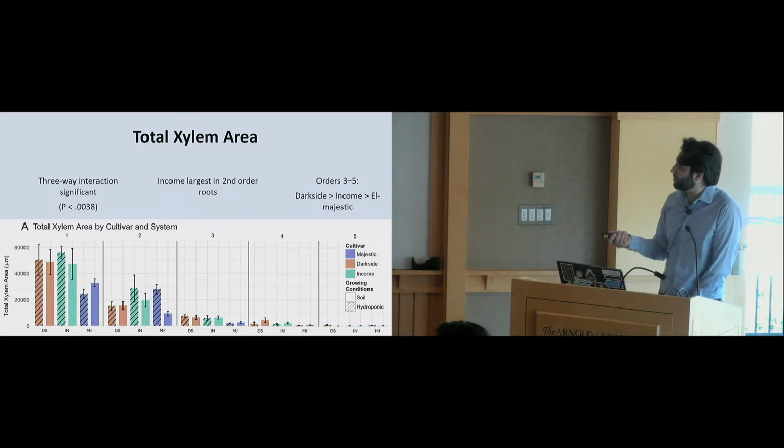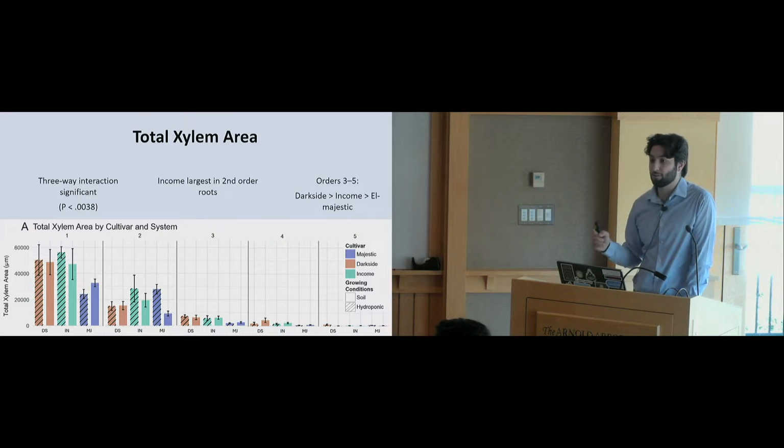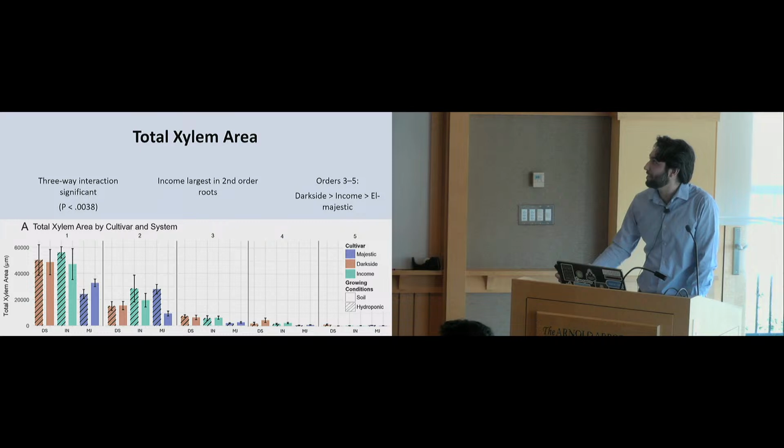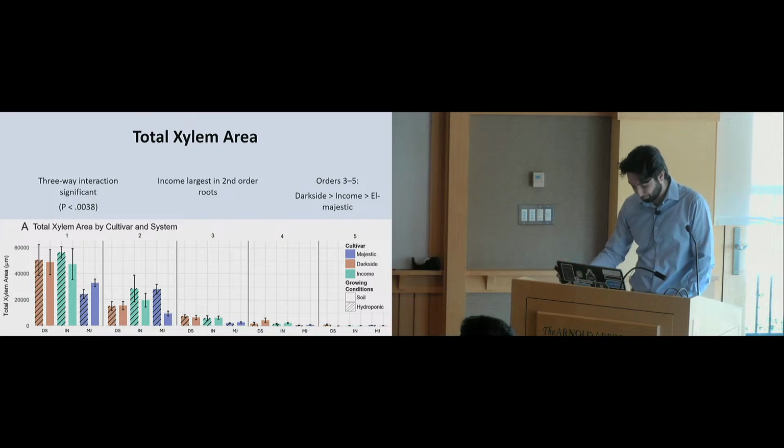As we dropped down, we saw that our hydroponics did have slightly higher total xylem area as compared to some of our other ones, but that was not consistent across all orders and across all cultivars. It was just kind of a mishmash of data here, and we weren't seeing a trend emerge, right? In our lower orders, Dark Side was slightly larger than Income, which was slightly larger than El Majestic, but that wasn't necessarily the same all throughout. In our second order here, Income was our largest in second order roots, but not necessarily the same across everything else.